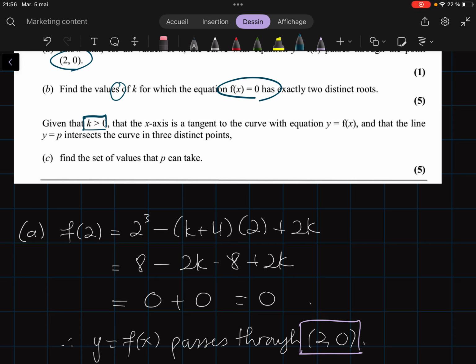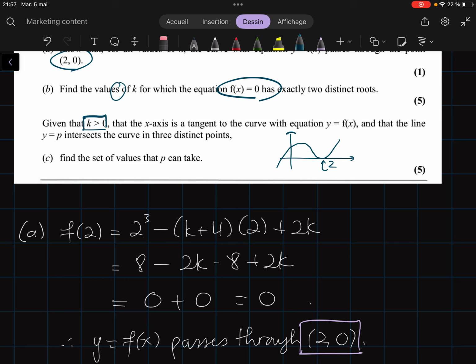Okay, part C. Given that k is positive and that the x-axis is a tangent to the curve. Okay, here we go. So we know the curve should look somewhat like this, right? The x-axis is a tangent to the curve. That means that the graph of y equals f of x has a horizontal tangent.